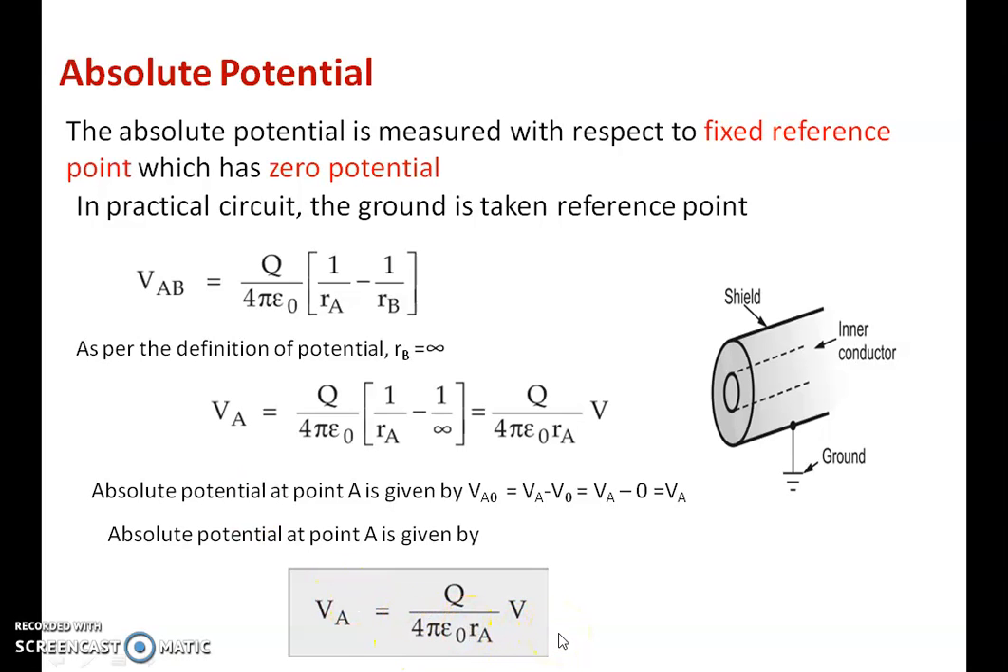Similarly, we can write the potential at point B as VB equal to Q by 4 pi epsilon naught into RB. So this is the concept of absolute potential. Absolute potential is the potential measured with respect to a fixed reference point which has zero potential. So we can write absolute potential as VA equal to Q by 4 pi epsilon naught into RA at a particular point A.